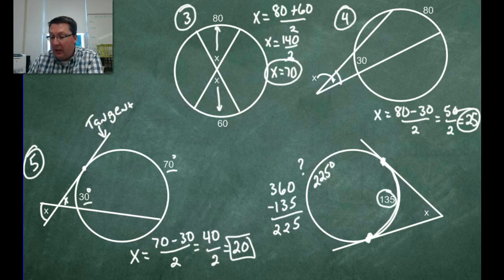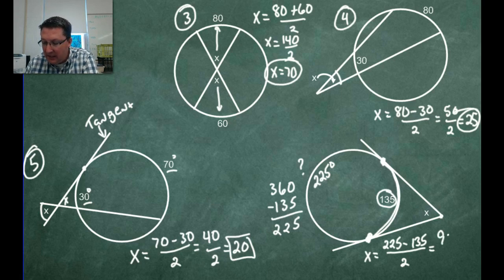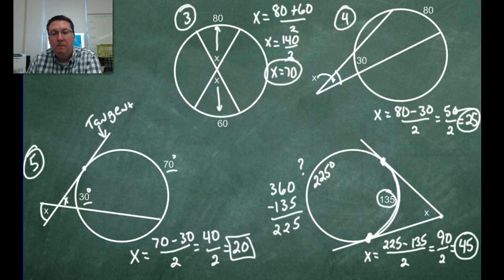Now that I know that arc, I can find angle X. Again, ask yourself, where are the lines intersecting? They're intersecting outside the circle, so I'm going to subtract. That X equals 225 minus the 135 and divide by 2. Don't forget to divide by 2. So 225 minus 135 is 90. Divided by 2, X is going to be 45.